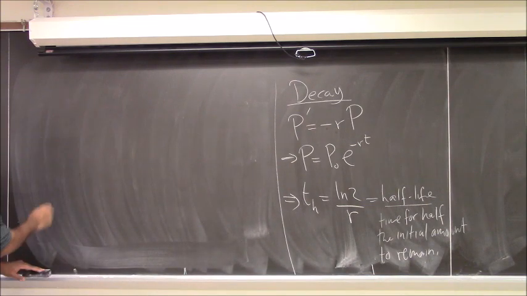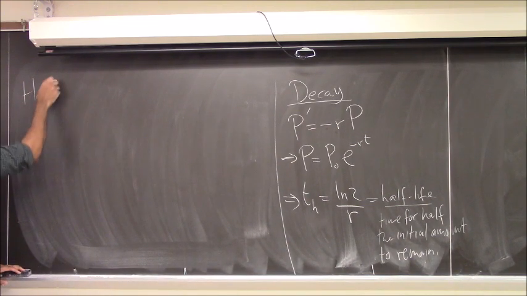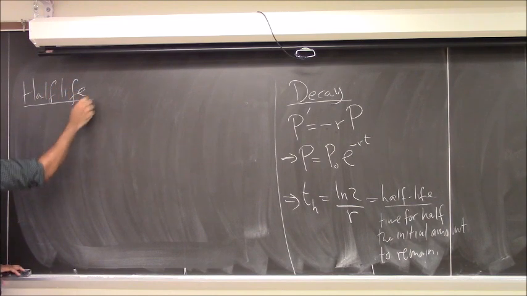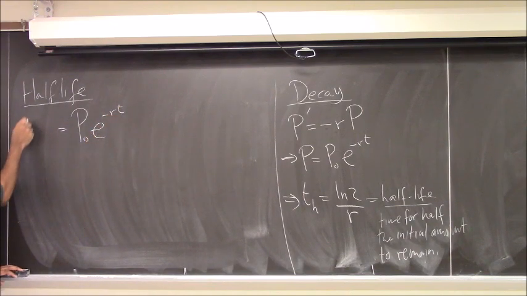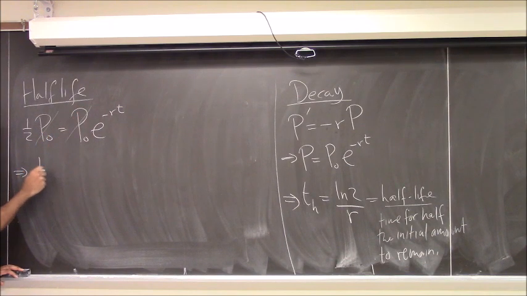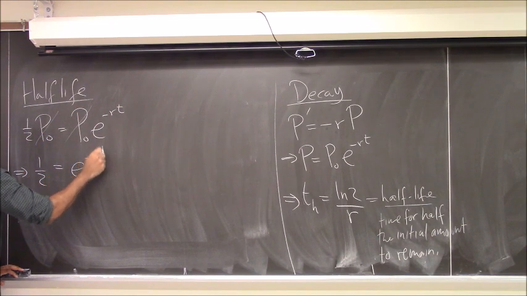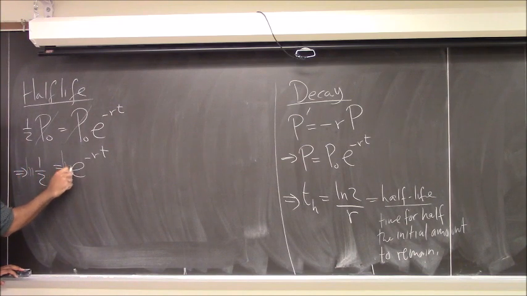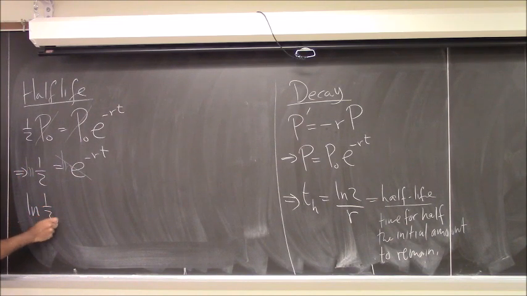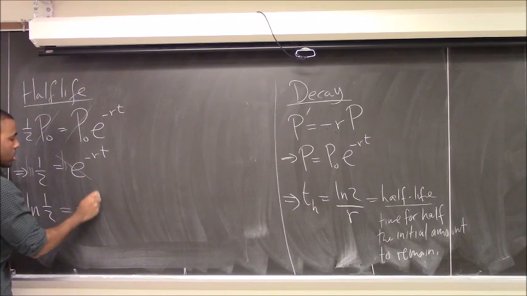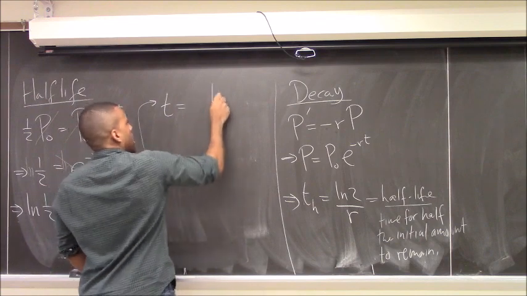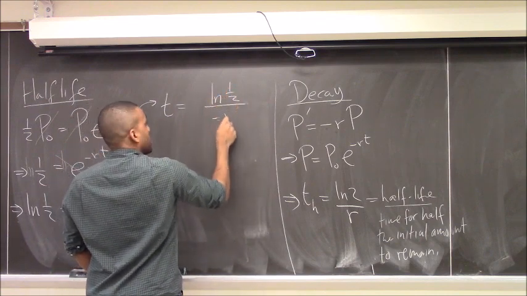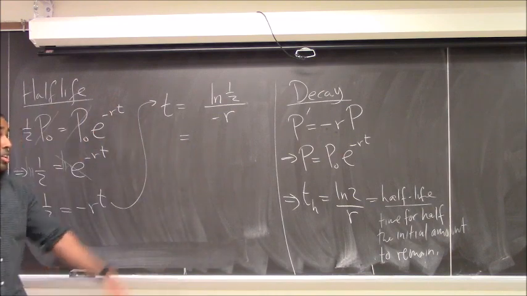And so if you want to find half-life, it means if you start with P naught E to the minus RT, you want to know how long does it take to have half of what you started with. Divide both sides by P naught. Again, you ln both sides. So you have ln of a half is equal to minus RT. And so you have T is equal to ln of 1/2 divided by minus R. And it turns out that that is equal to this.